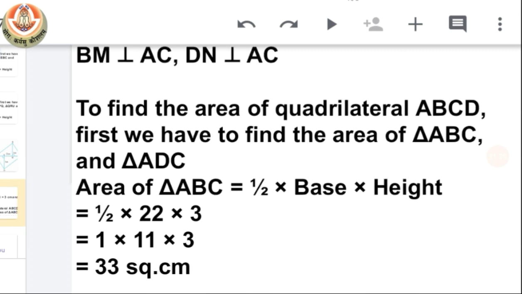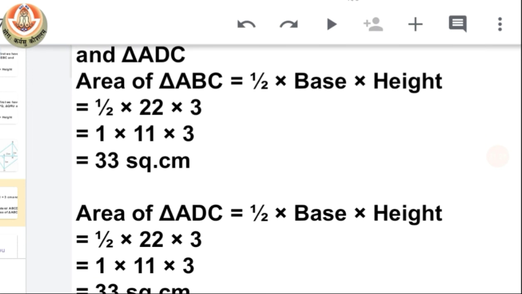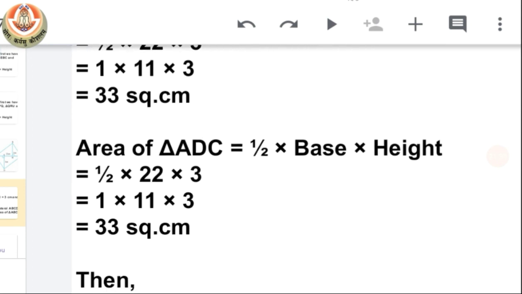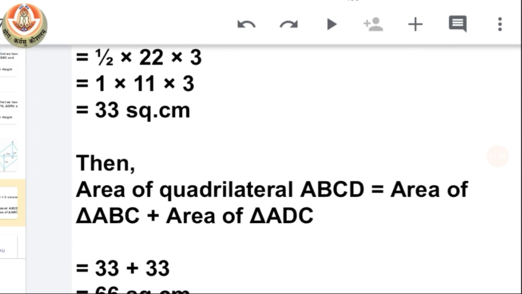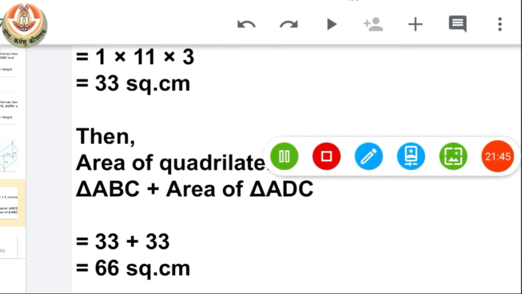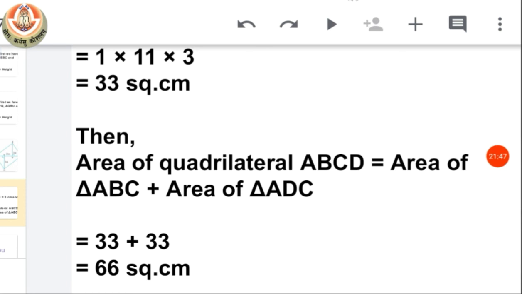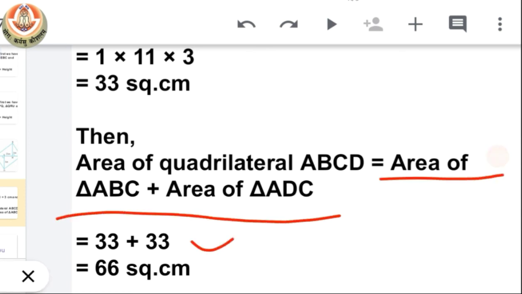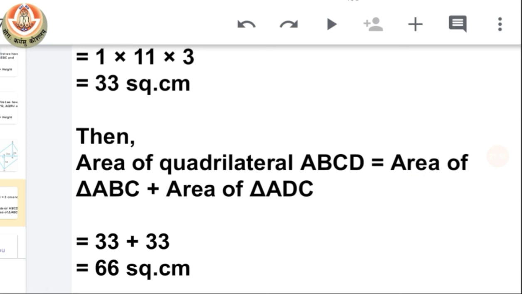So the area of the triangle is half into base into height. The base is 22 and the height is 3. So the area of the triangle is 33 centimeter square, and the same dimensions hold for the lower triangle, so its area is also the same, 33 centimeter square. Then the area of quadrilateral ABCD will be the sum of the areas of both the triangles. So the area of quadrilateral ABCD is 33 plus 33, that is 66 centimeter square.